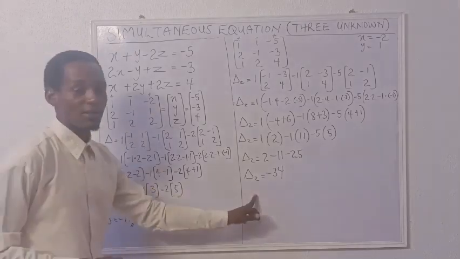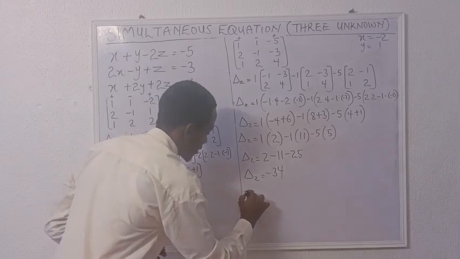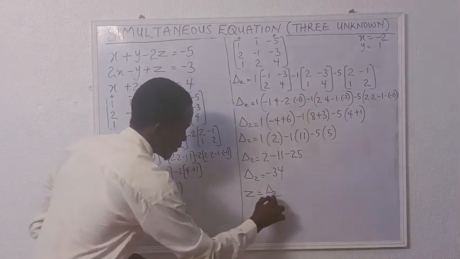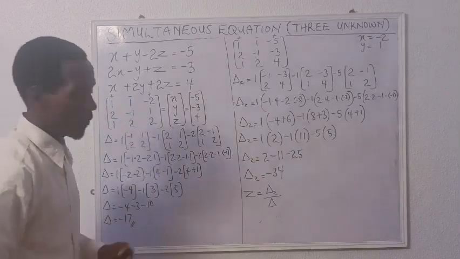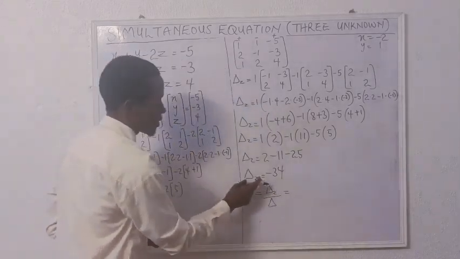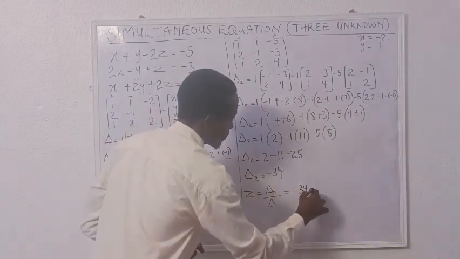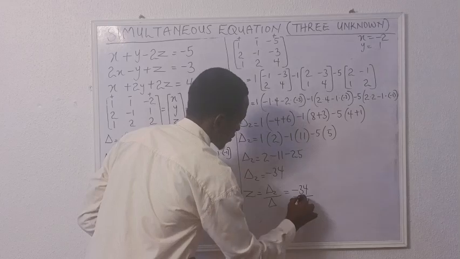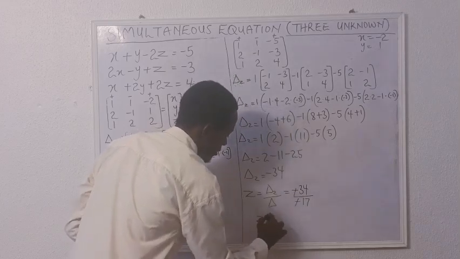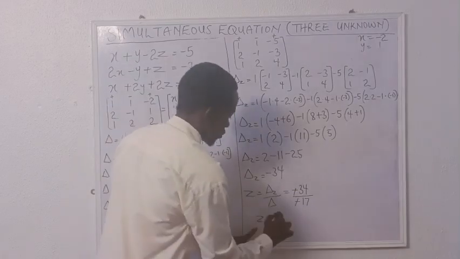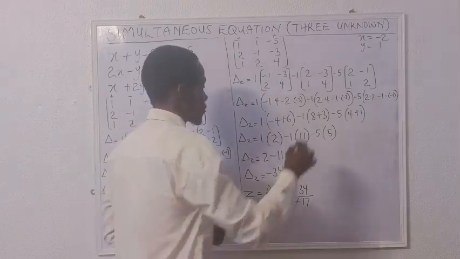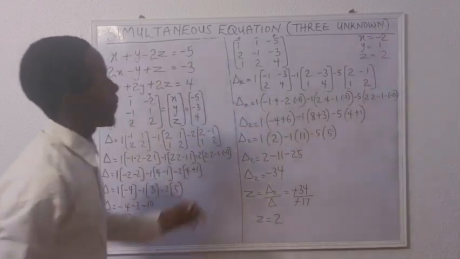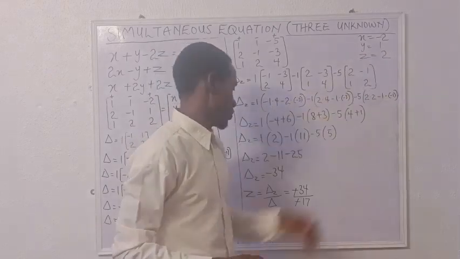So I've succeeded in looking for my delta z, and remember that I said to get my z, it is going to be delta z over the determinant of the original matrix. What's my delta z? My delta z is minus 34. And what's my determinant? My determinant is also minus 17. So you can see from there that my z is a positive 2. So that will give me my answer. x, y, and z are minus 2, 1, and 2.